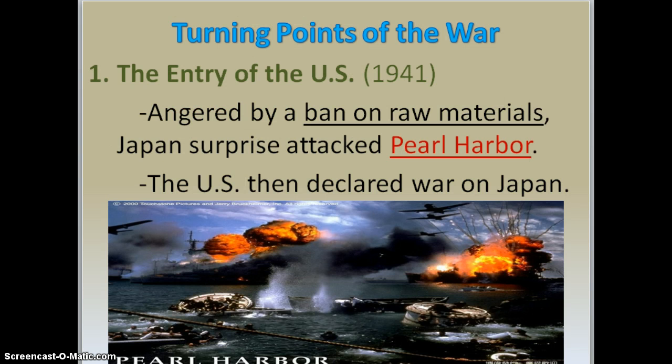There were major turning points in the war. In 1941, Japan attacked the United States at Pearl Harbor in Hawaii. When we were attacked, the next day, we declared war on Japan. This brought the United States into World War II.